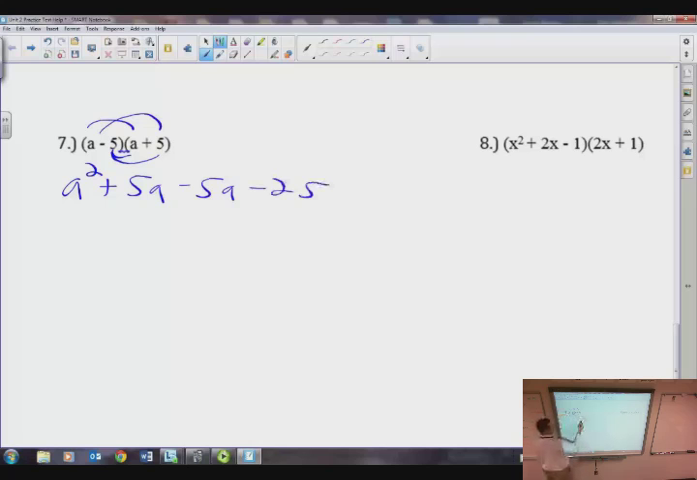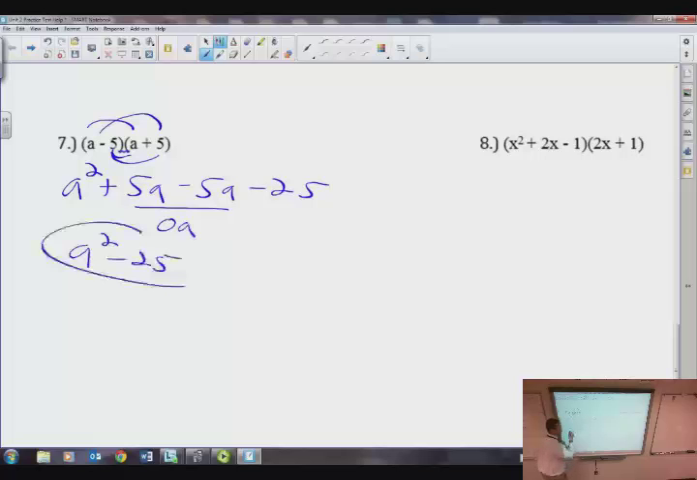Ooh, and the A's cancel. 5A minus 5A is 0A. It goes away. So we're just left with A squared minus 25. And then number 8, ooh, a little bit longer, huh?